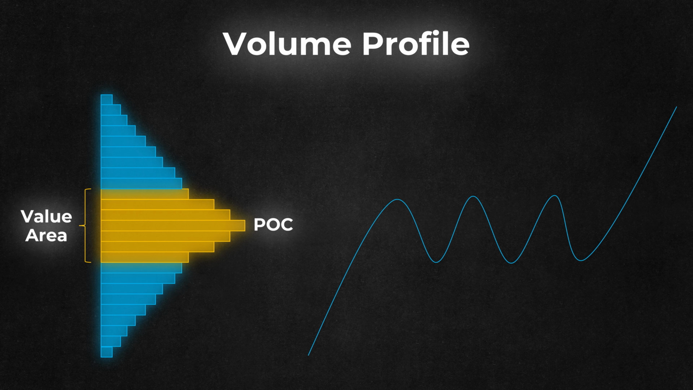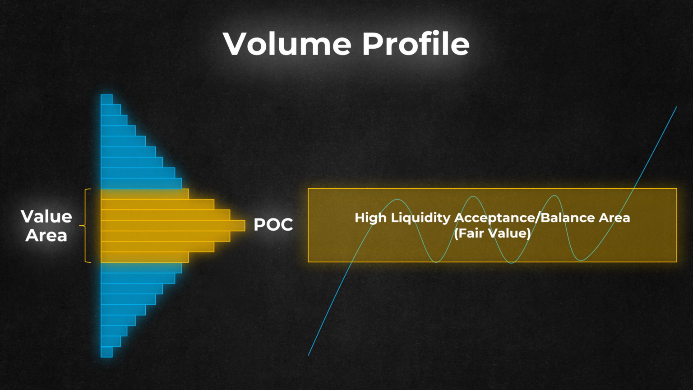In the volume profile, areas of high volume show areas of price acceptance or balance, meaning areas where buyers and sellers relatively agreed about the fair value of the market. Recall that these areas can act as magnets for price. Areas of fair value are also areas of high liquidity.